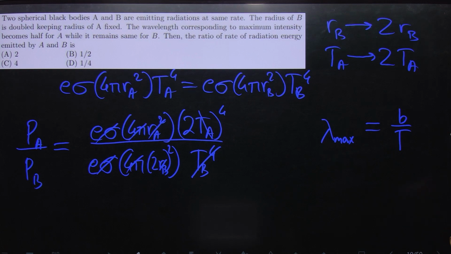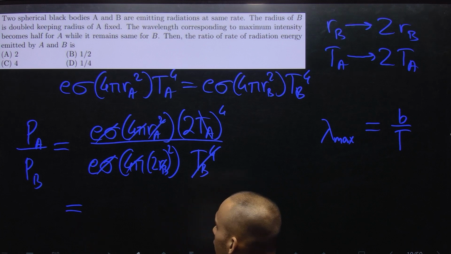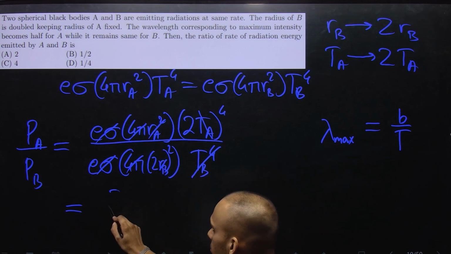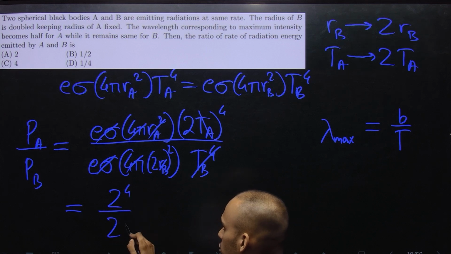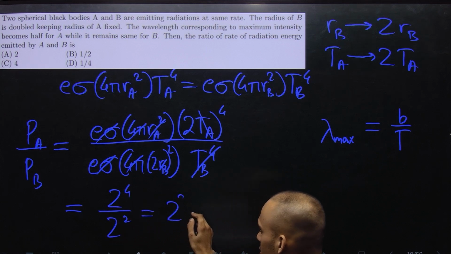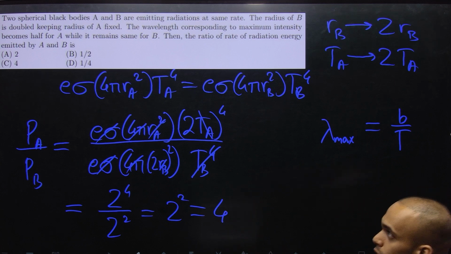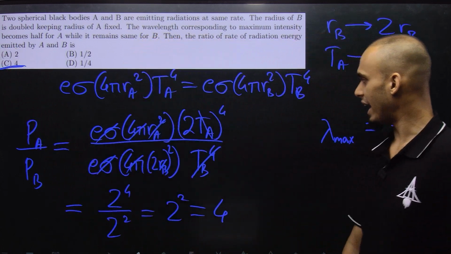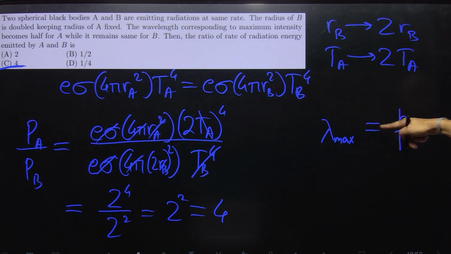So the ratio of their radiation rates will be equal to 2 raised to 4 upon 2 raised to 2, which is simply 2 raised to 2, that is 4. So the ratio will be option C, 4. Again, if you only know Stefan-Boltzmann's law and Wien's displacement law, there is literally nothing else in the chapter radiation. That is all you need to know.